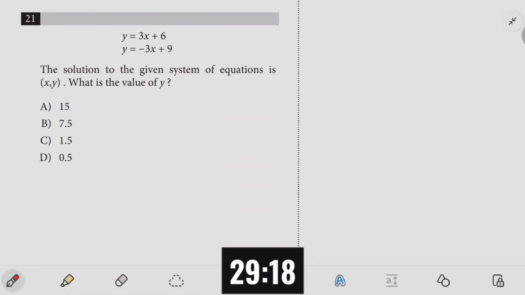The solution to a given equation is... what is the value of y? Okay, we just add them. Y equals 15. Because 15, and then x would be the same. Right here will be 3. Right here will be 3. Right? Hold on.